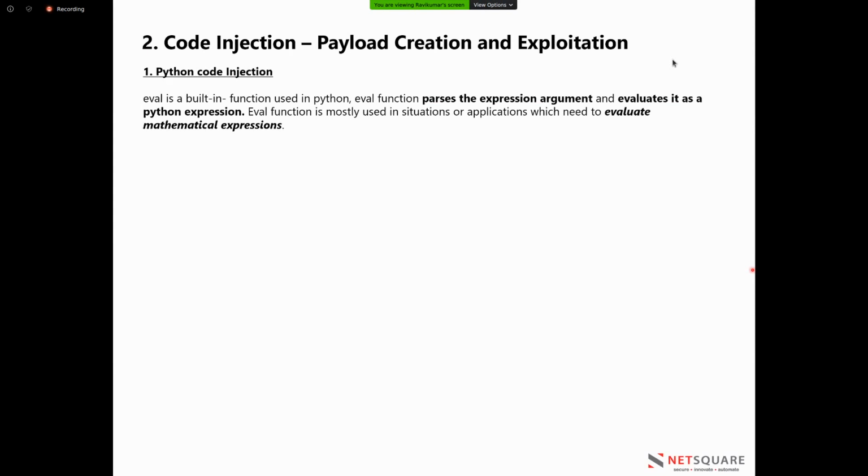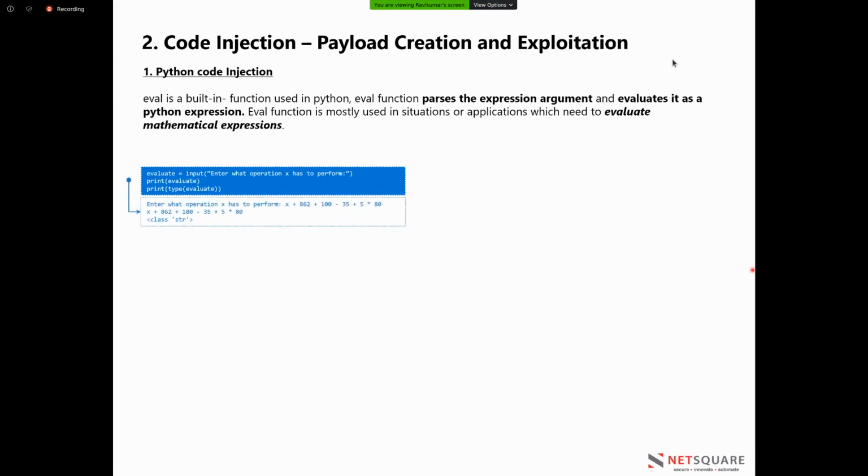Suppose you send some code to the server, and the server will interpret or execute your code. For example, the eval function in Python is used for parsing expression arguments. If I put evaluate equal to input for the input data, and I use the print function to display the expression and the type of evaluate, first it asks for the specific expression. I use x plus 862 plus 100 minus 35, just for identification, and it's of type string. If I use x equal to 10 and the type of x, it displays integer type.